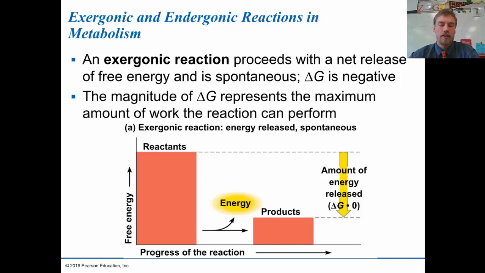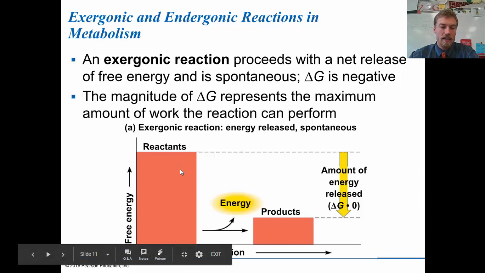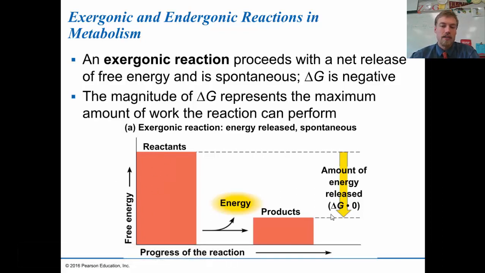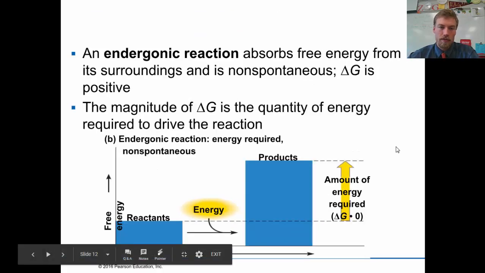Now, there are a couple different kinds of reactions that can occur. There are exergonic and endergonic reactions. An exergonic reaction is one that proceeds where it is a net release of free energy and it is spontaneous, meaning that our delta G is negative. So we look at the free energy of the reactants. The free energy of the reactants is a lot higher than the free energy of the products. And so that means that the delta G is going to be negative. It is going to be decreasing. And the magnitude of the delta G represents the maximum amount of work that can be performed.